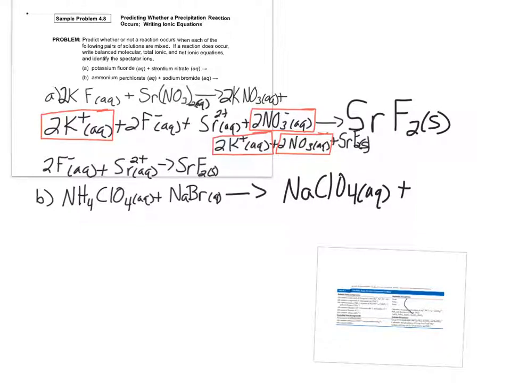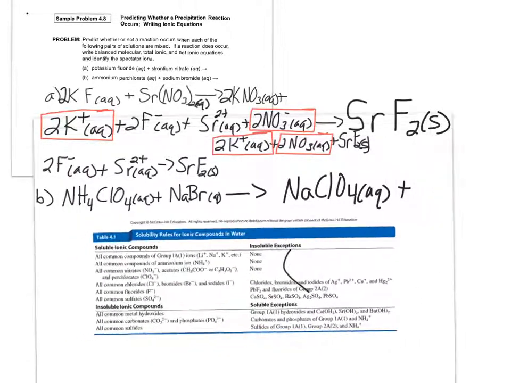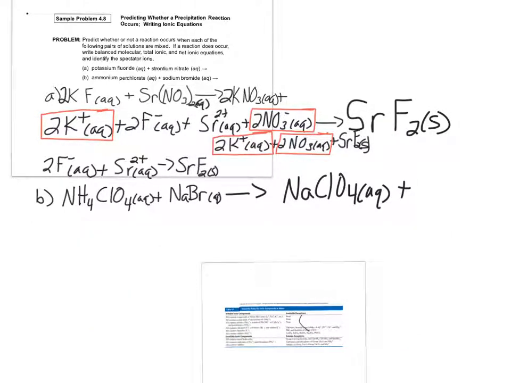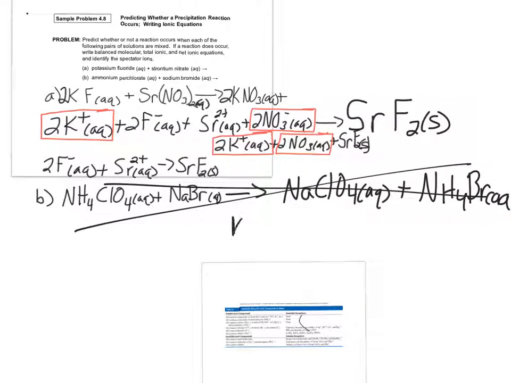Plus, let's see here. Do I have a rule for my ammonium bromide? Oh, here we go. All common compounds of ammonium, soluble, no exceptions. So what does that mean? That means that for B, there's not going to be a reaction whatsoever. So let me go ahead and write this down. It would be NH4Br. That would be aqueous, AQ. I'm going to put an X through that because no reaction. I will not form a precipitate in that reaction based on solubility rules.